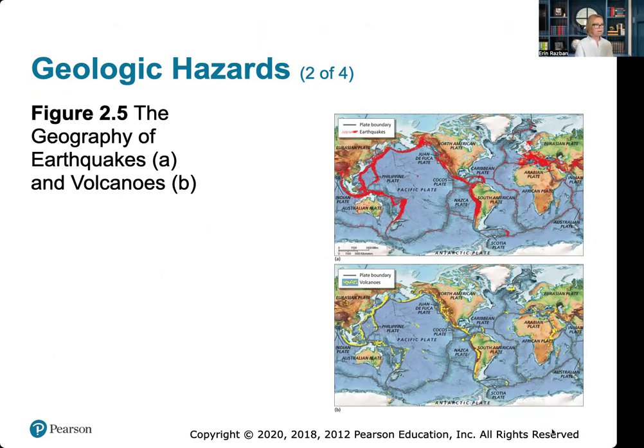Pacific Ring of Fire. We see here earthquakes mapped around the Pacific plate. Again, we call this the Pacific Ring of Fire. In our lower image here, we see volcanoes in yellow mapped, and again, representing the Pacific Ring of Fire.